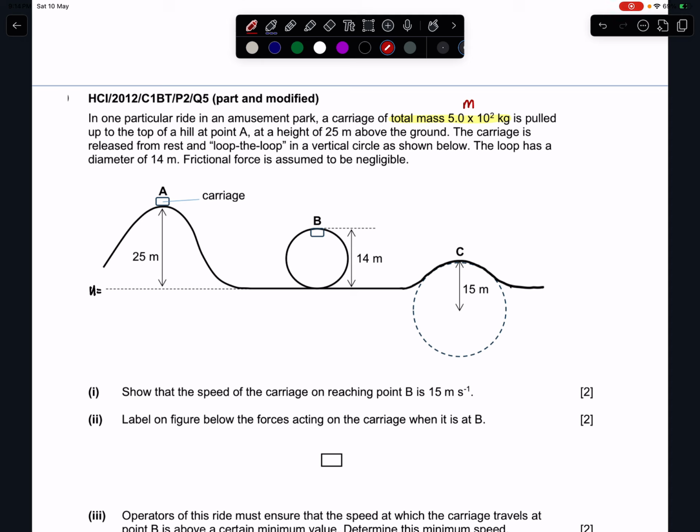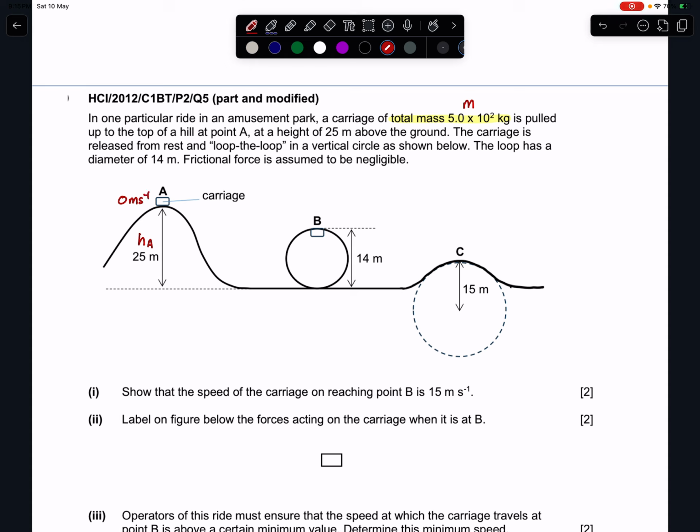And this carriage is going to be pulled up to the top of a hill at point A, at a height of 25 meter above the ground. Let me just label it HA. The carriage itself is going to be released from rest, so initially it's going to be at 0 meter per second.